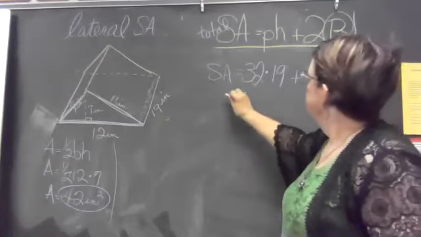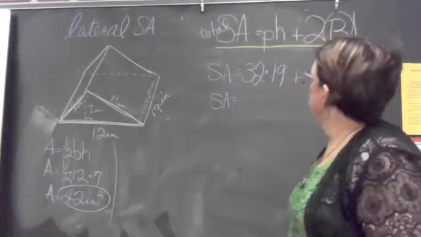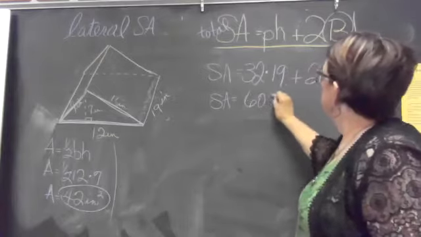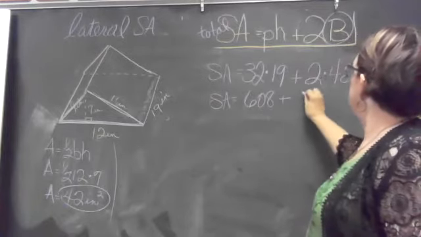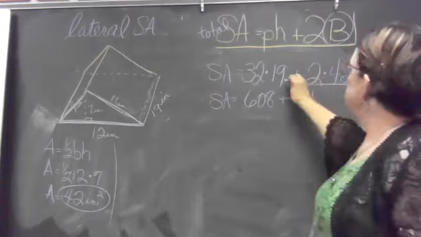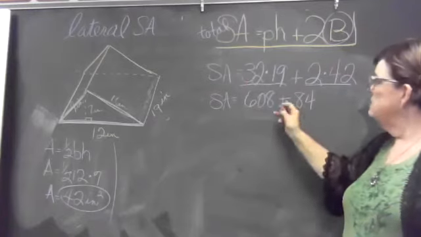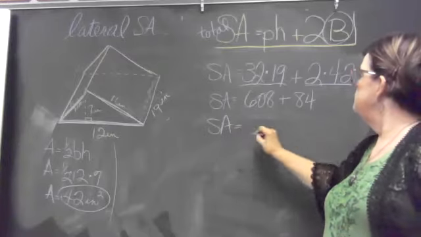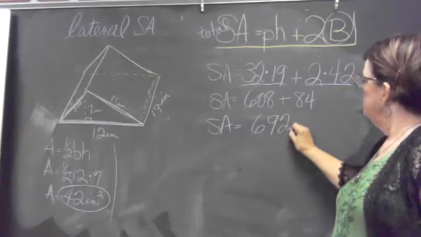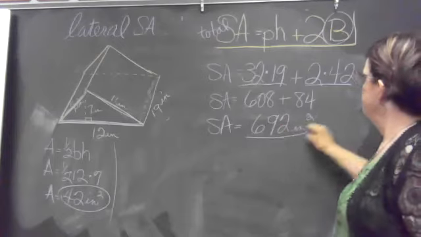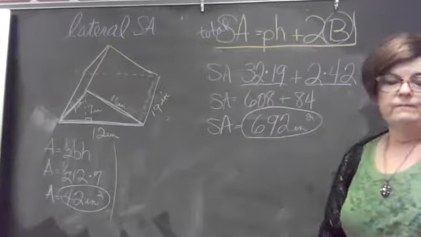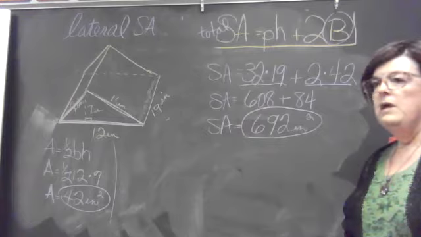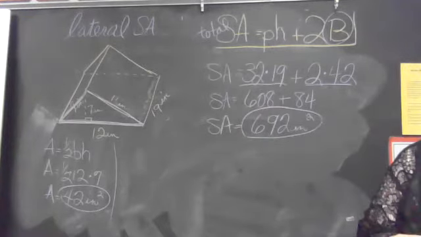Somebody do this one? Okay. Surface area equals, we're looking at 608 plus 84. 84 is here, 600 is there. Adding them, the surface area now is going to be 692 inches squared. Is that the answer on the back? Yes. Okay, so we're good. That was number 5.